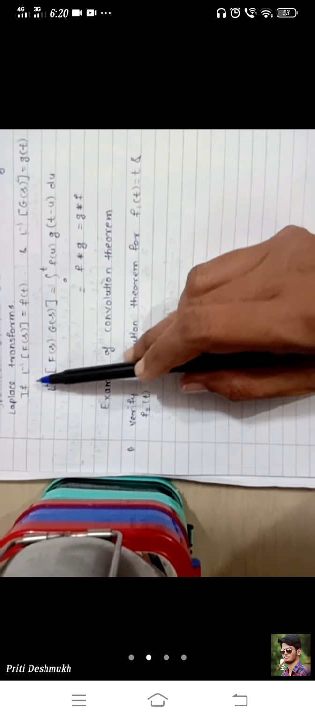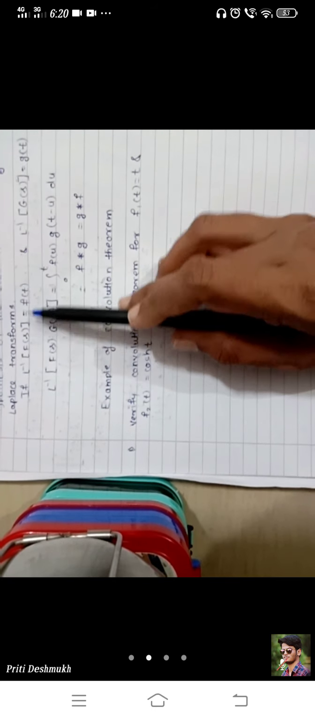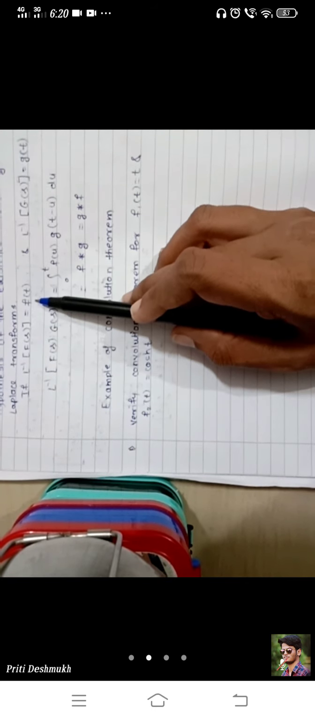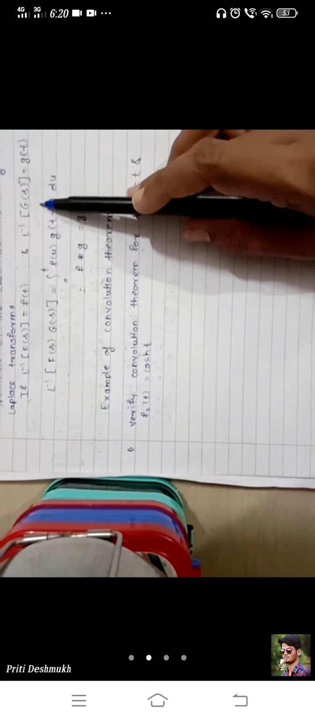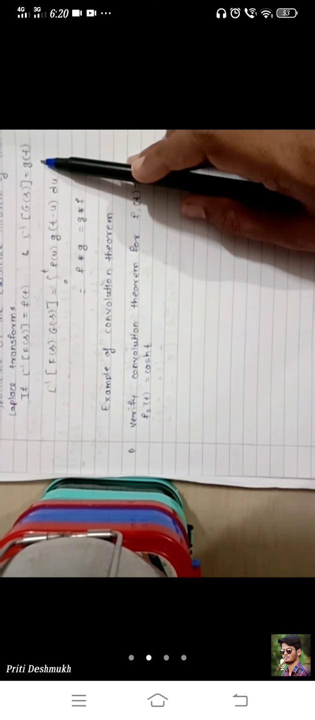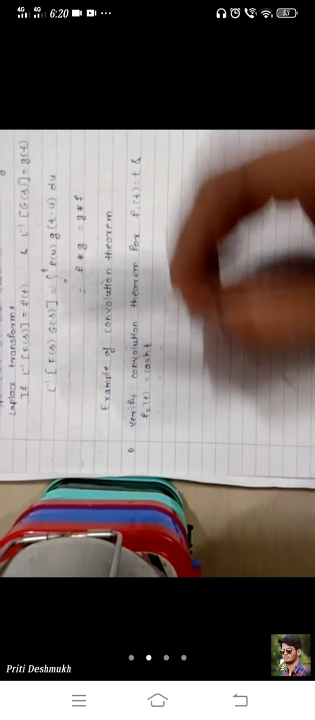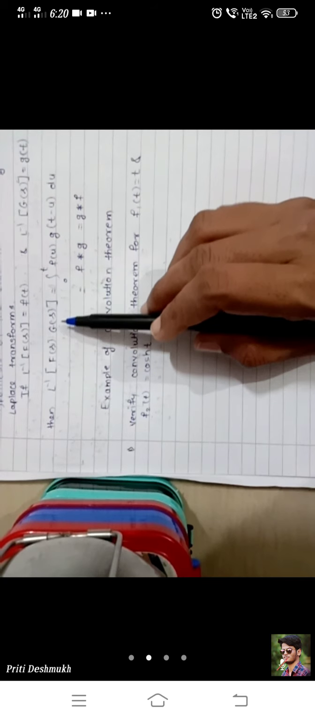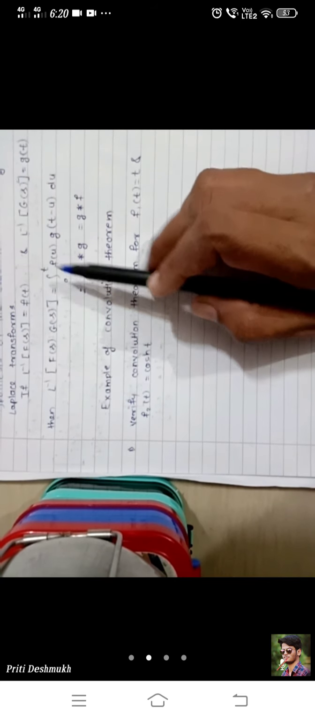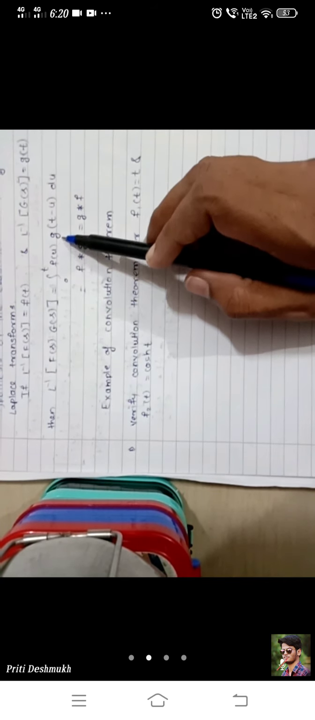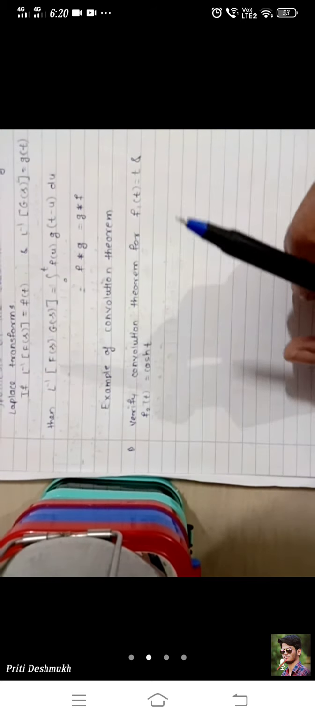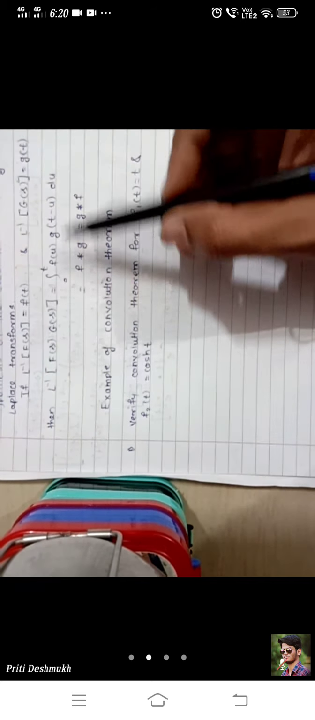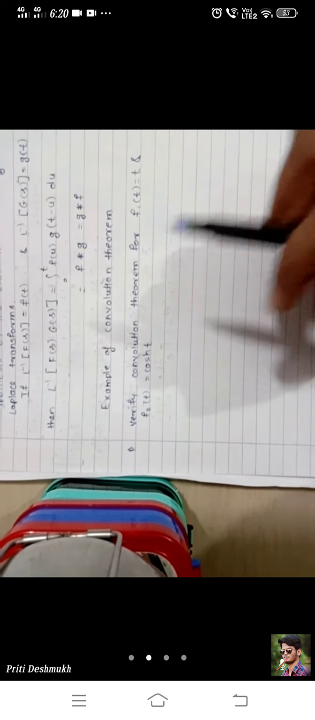The convolution theorem states that if Laplace inverse of F of s is equal to f of t, and Laplace inverse of G of s is equal to g of t, then Laplace inverse of F of s into G of s is equal to integration 0 to t f of u into g of t minus u du. We have to apply this theorem in this example.